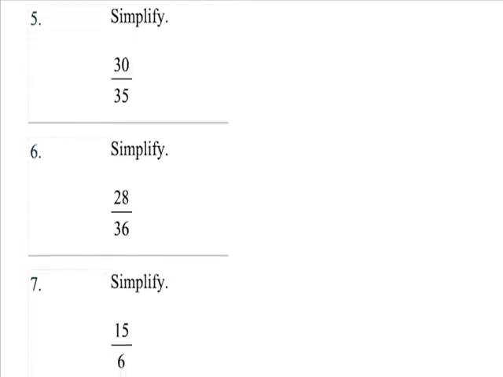Can you think of a common factor between 30 and 35? Well, this one ends in a 0, this one ends in a 5, so my divisibility rules say that I should be able to divide by 5. It goes into 30 six times, it goes into 35 seven times. All right, 28 over 36. Just for the practice, I'm going to use prime factors on this one.